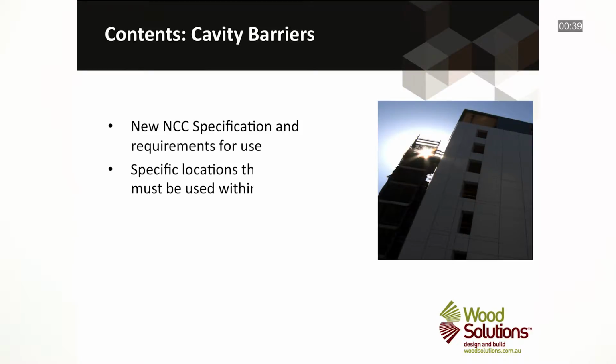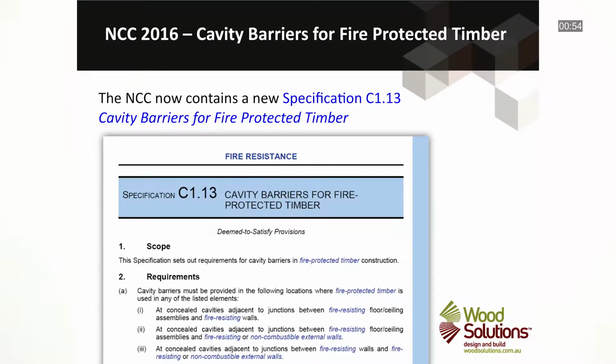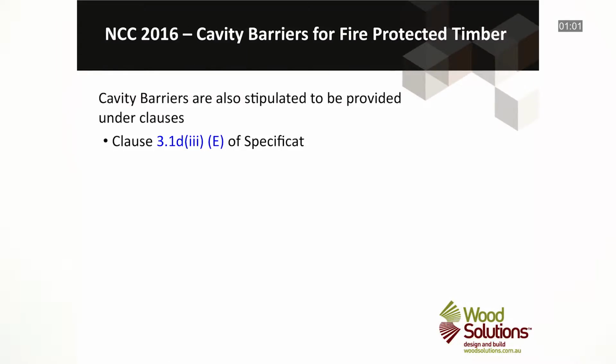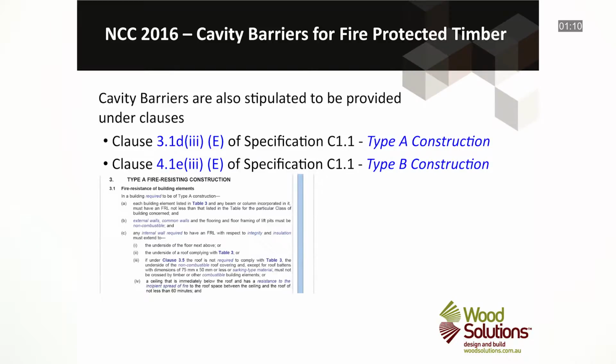In this presentation, we will examine the new NCC specification for cavity barriers and the requirements for use, the specific locations that cavity barriers must be used within a building, the types of cavity barriers that can be used, and some details around the installation in floors, walls and roof spaces. The 2016 NCC now contains a new specification, C1.13, Cavity Barriers for Fire-Protected Timber. Cavity barriers are also stipulated to be provided under Clause 3.1d of Specification C1.1, Type A construction, and Clause 4.1e of Specification C1.1, Type B construction.